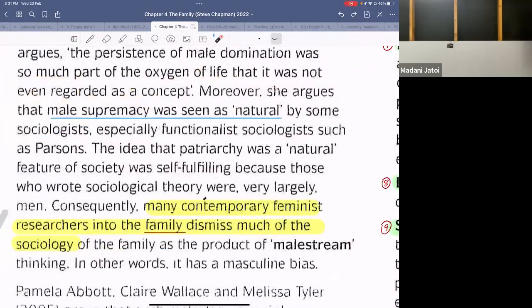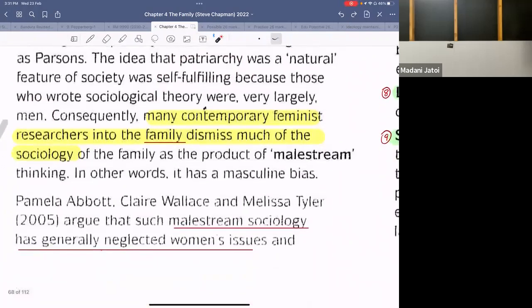Moreover, she argues that male supremacy was seen as natural by some sociologists, especially functionalist sociologists such as Parsons. Talcott Parsons, the popular American functionalist, a faculty member at Harvard University. The idea that patriarchy was a natural feature of society was self-fulfilling because those who wrote sociological theories were very largely men. Clear here? Consequently, many contemporary feminist researchers into the family dismiss much of the sociology of the family as a product of malestream thinking. In other words, it has a masculine bias to it.